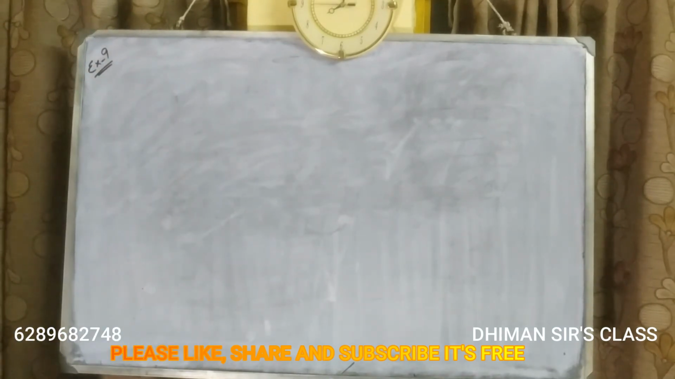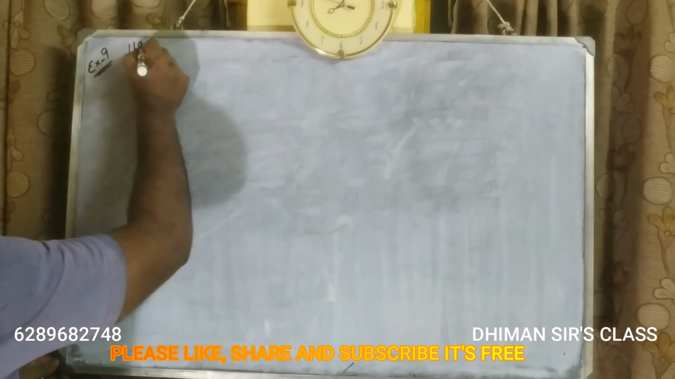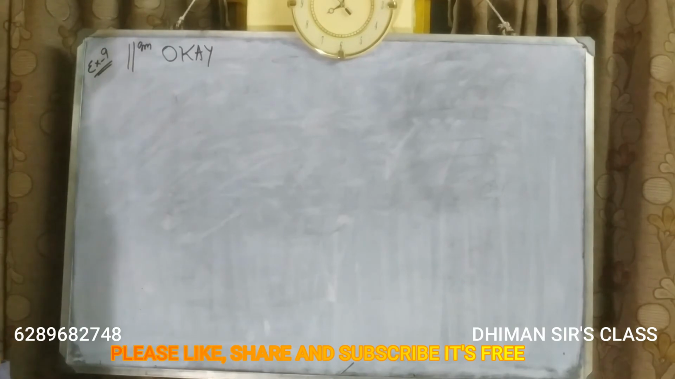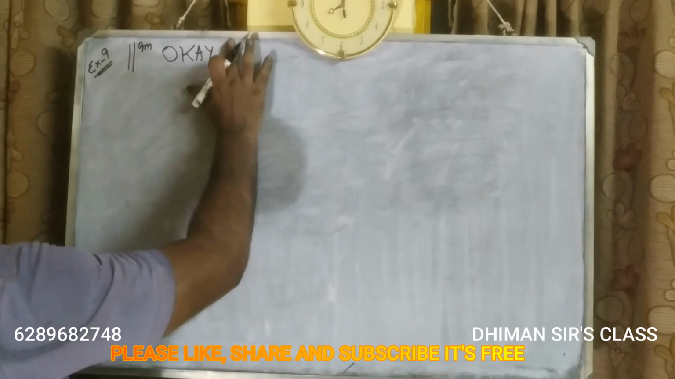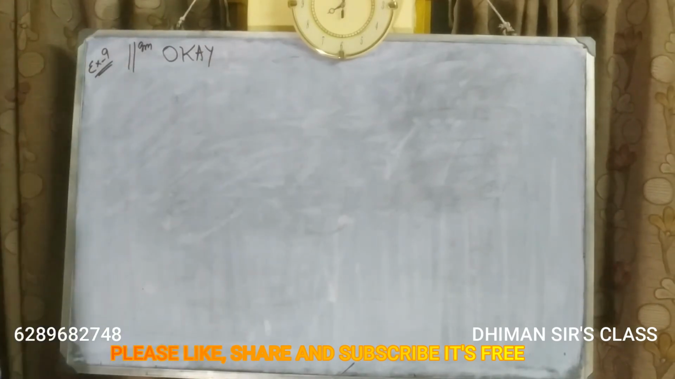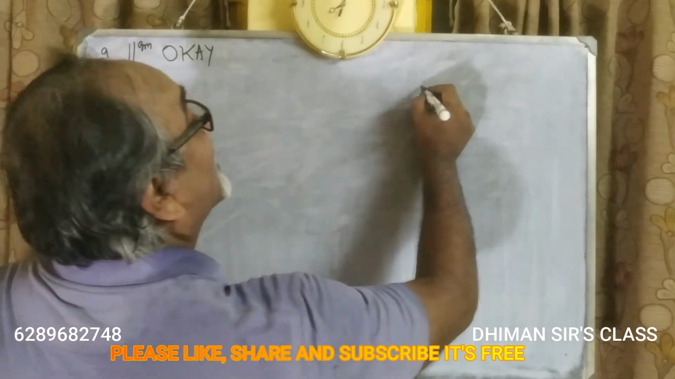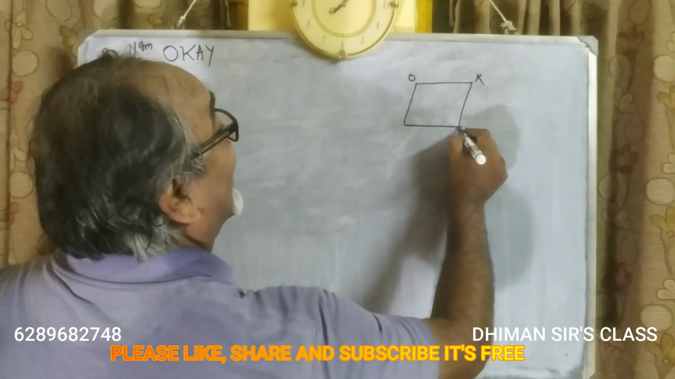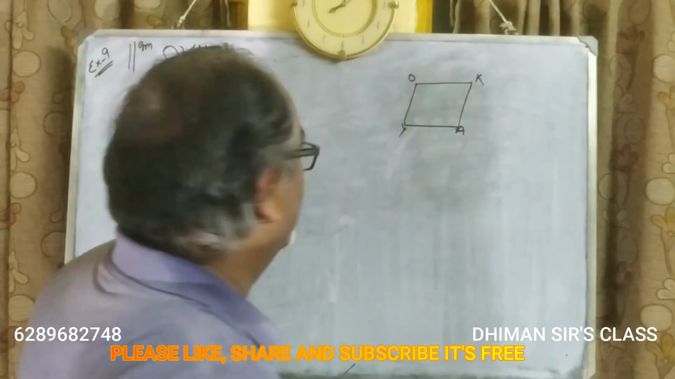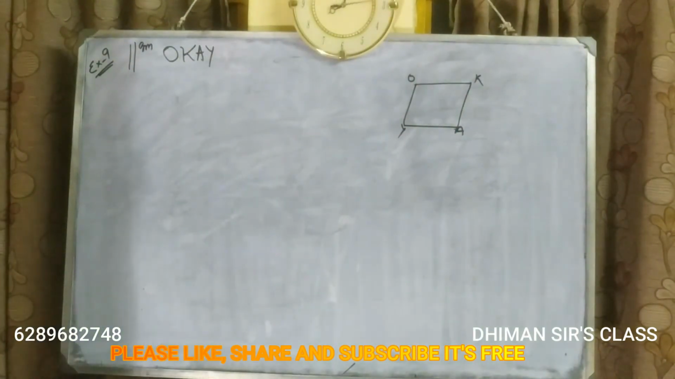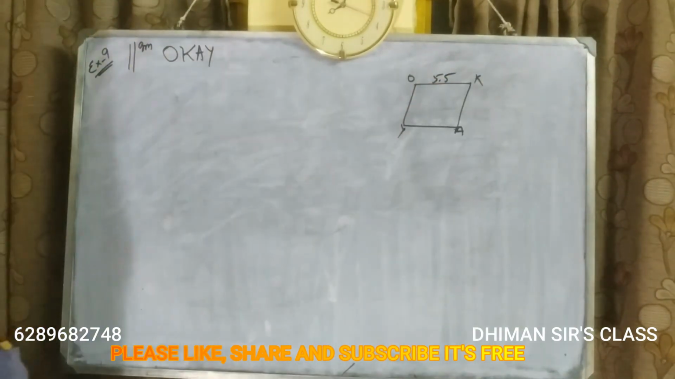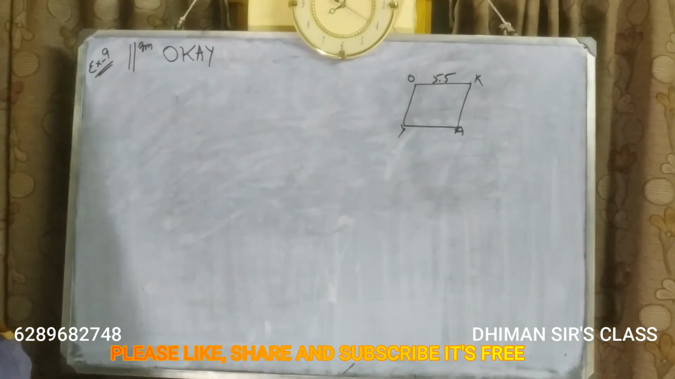Here, let us draw a parallelogram. Okay, parallelogram we have to draw. Parallelogram O K A Y. Now, suppose it is given OK 5.5 and AK 4.2.